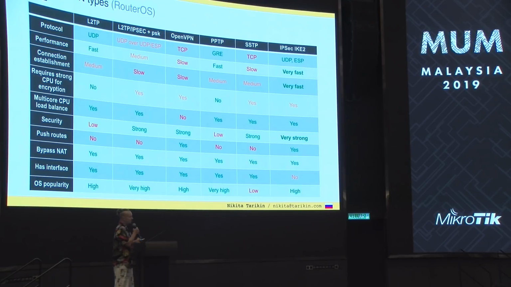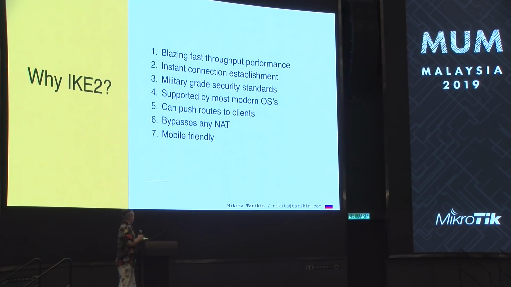There are two biggest problems with OpenVPN. The first one is it consumes a lot of CPU without hardware encryption. Another one is it's using TCP in MikroTik. Yeah, and it's slow because of that. And it also doesn't balance across multiple cores, no balancing.